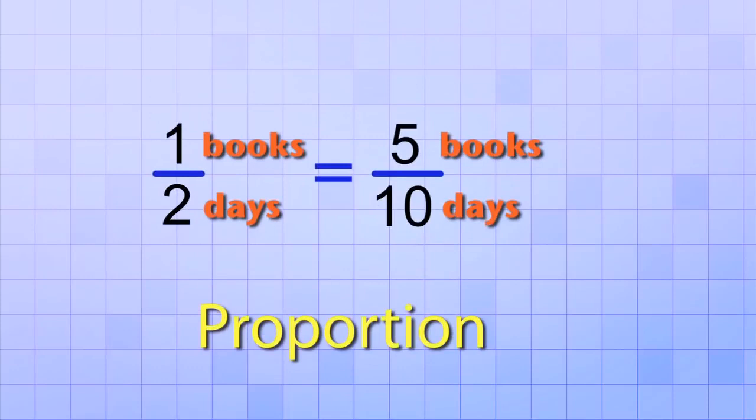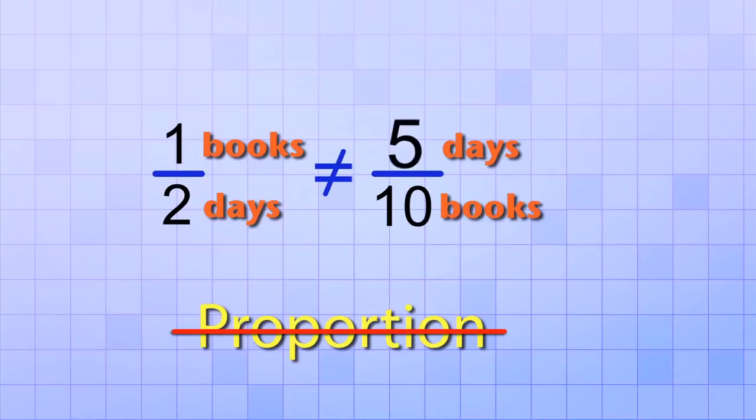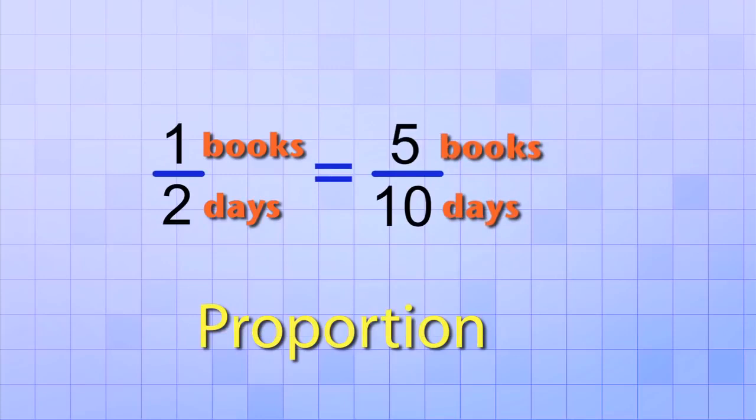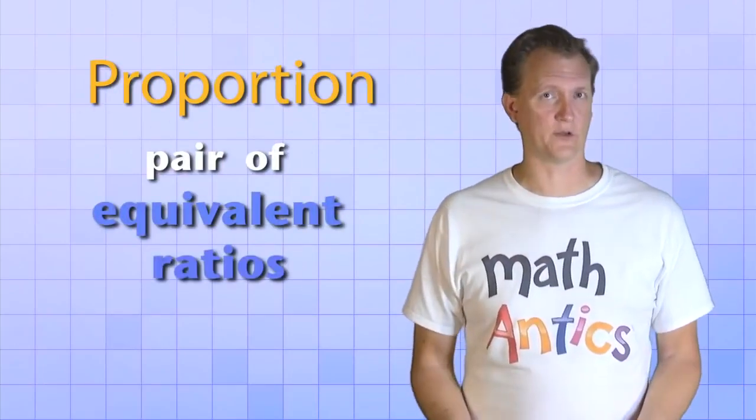Or what if we keep the same units and just switch them in the second ratio so that the days are on top and books are on the bottom? Are they still equivalent? Nope. This is not a proportion anymore either. 5 days per 10 books is not equivalent to 1 book per 2 days. So the units have to be exactly the same for both ratios to form a proportion. All right then, so a proportion is a pair of equivalent ratios.